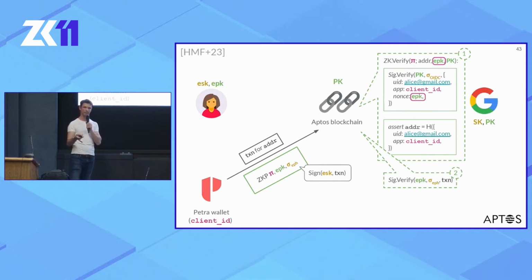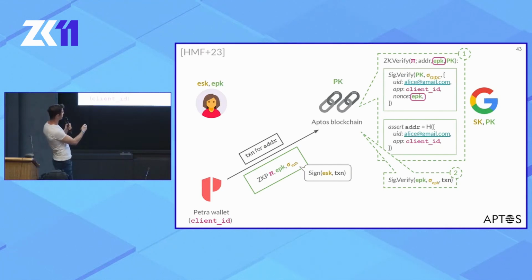So we've added a layer of indirection. So now you can think of the ZKP as a certificate for this ephemeral public key, and the transactions are signed by the ephemeral public key. And this signature verification is in plain text, right? The validators see an ephemeral public key and a signature on the transaction. There's no privacy loss there.